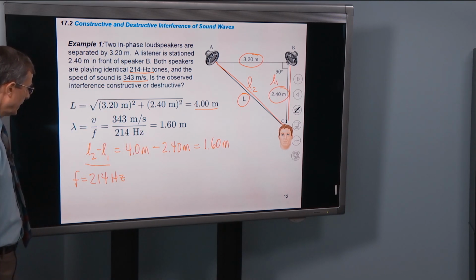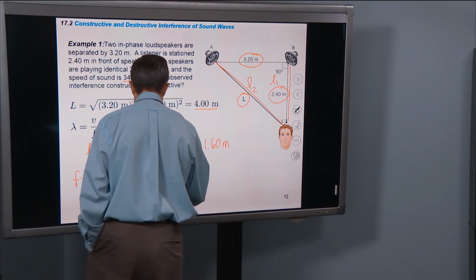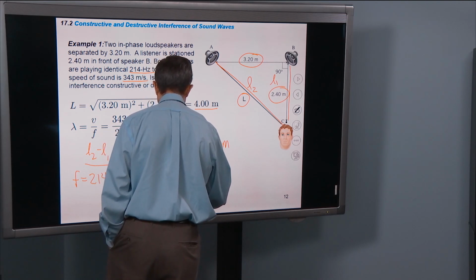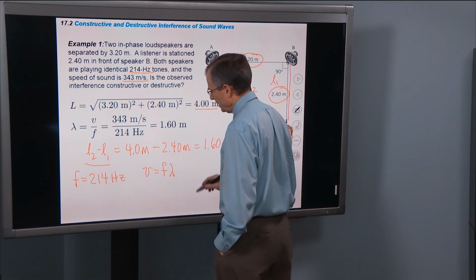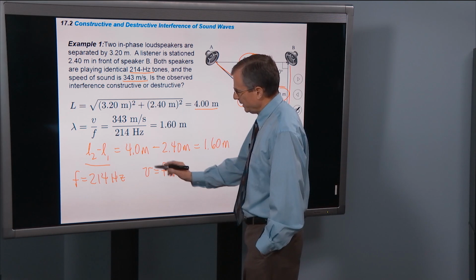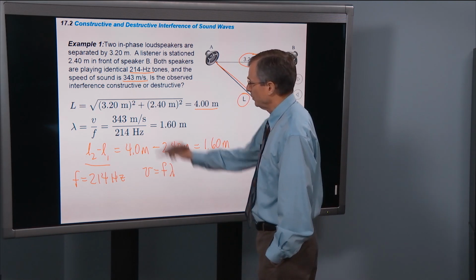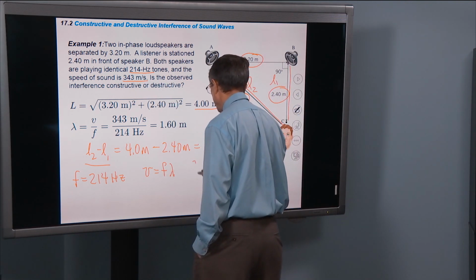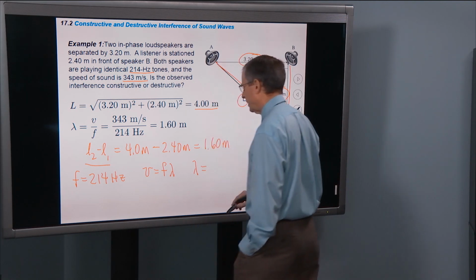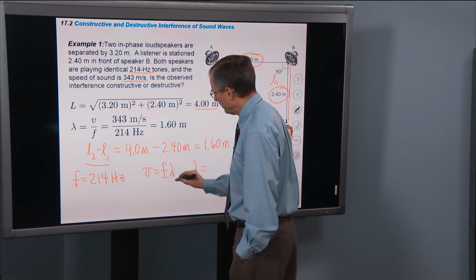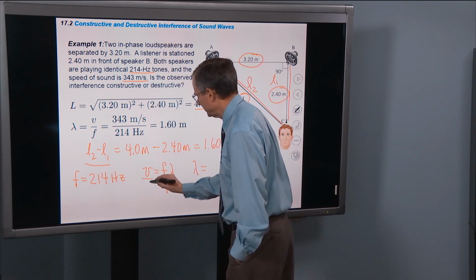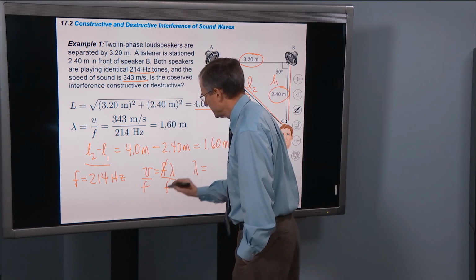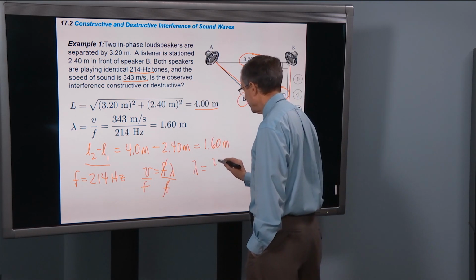We need the wavelength, and we know that V equals F lambda, where lambda is the wavelength, V is the speed of sound, which we're given to be 343. So if we want the wavelength, we can divide both sides by F. The F's cancel, and we get the wavelength as V over F.